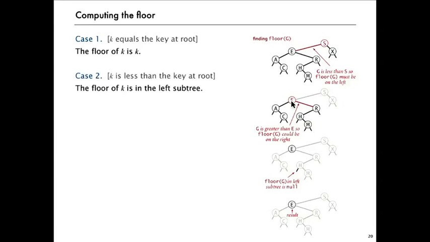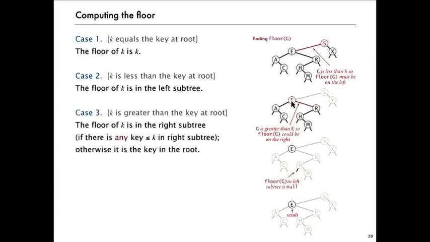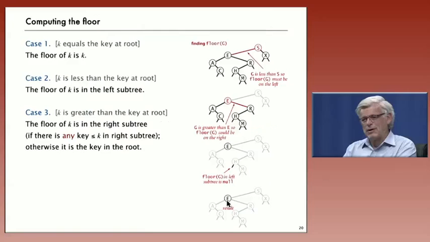So if K is equal to the key at the root, the floor of K is K. If K is less than the key at the root, it's in the left subtree. That's the one we just did. If it's greater than the key at the root, the floor of K is in the right subtree if there is any key smaller than K in the right subtree. In this case, there's no key smaller than G in the right subtree, so therefore the answer is E. So our code has to check for these three cases.